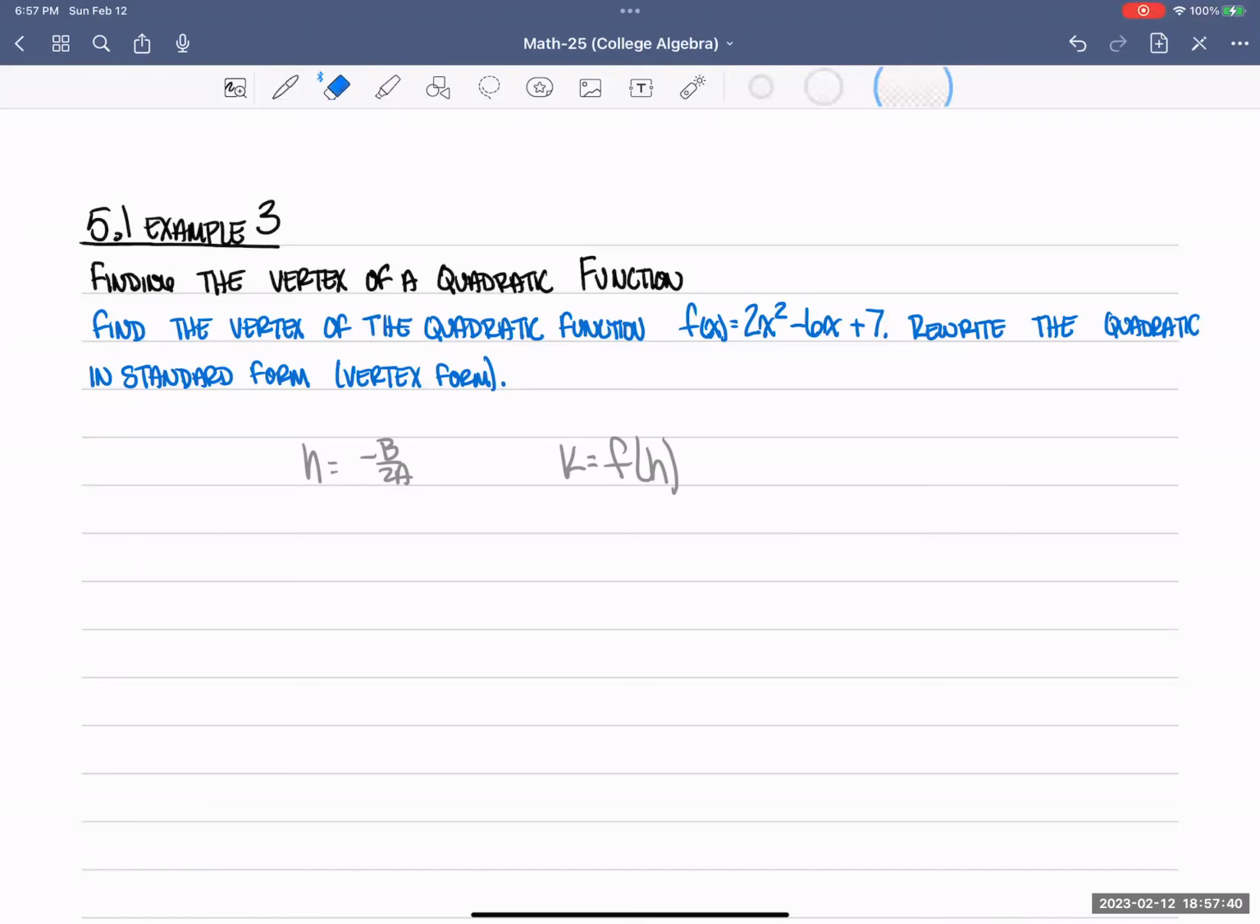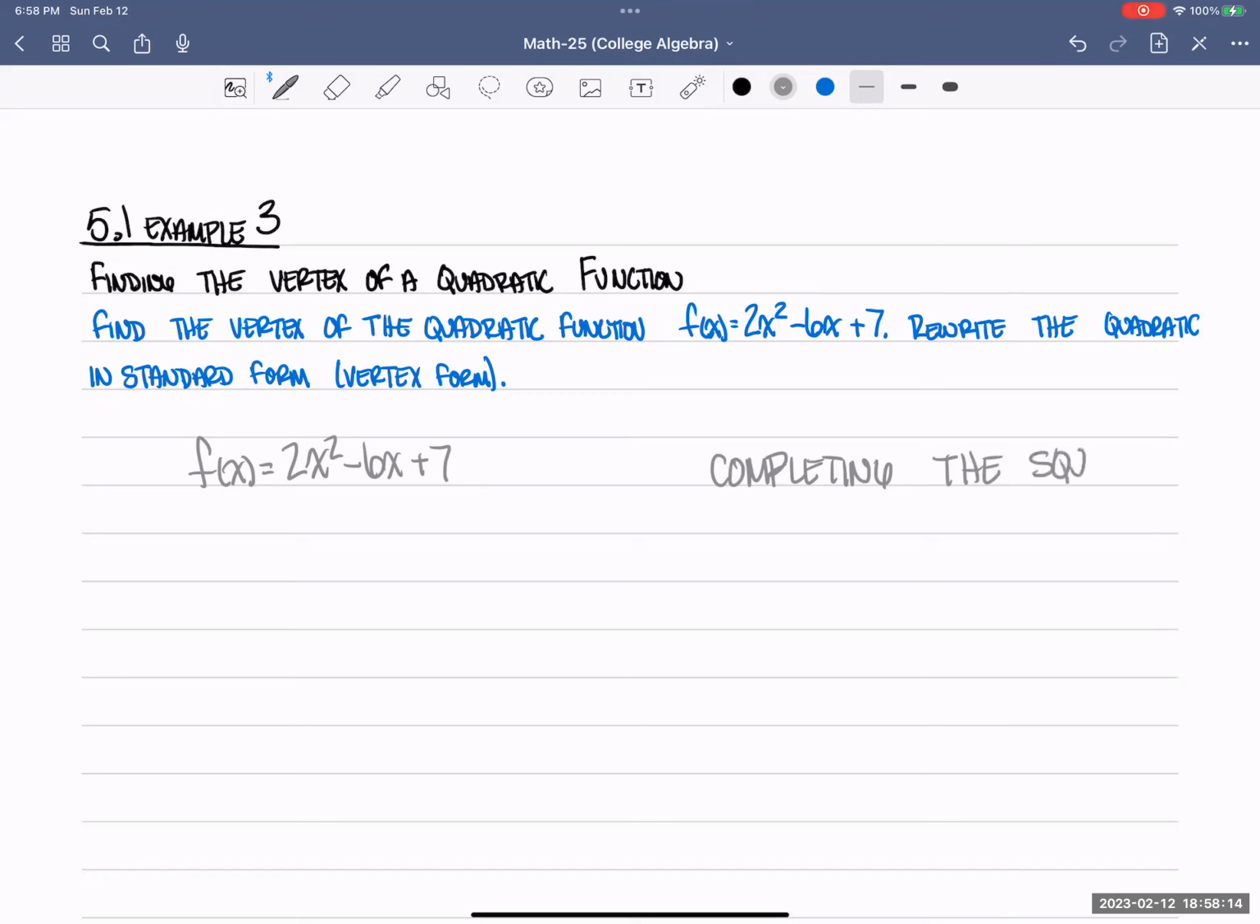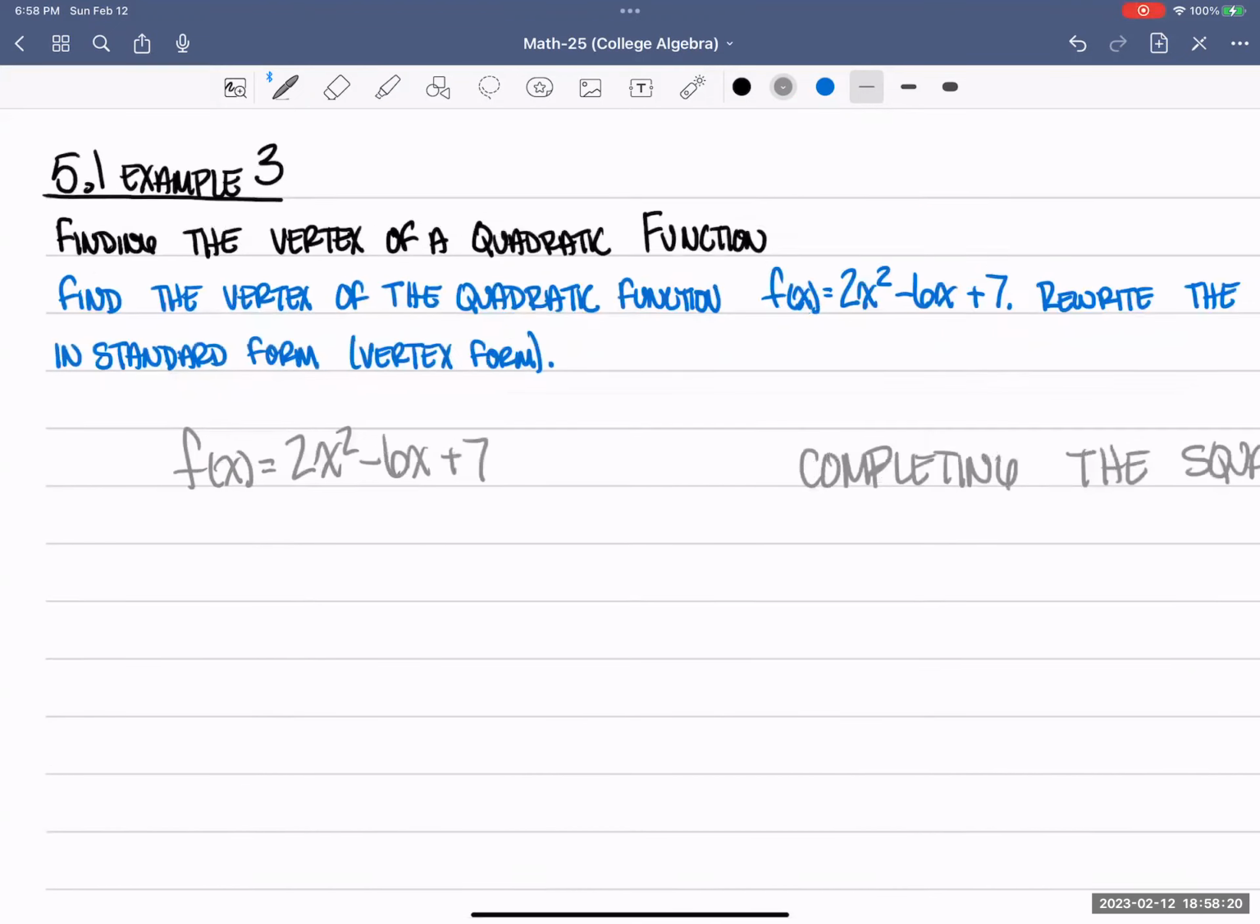But an easier way, I personally think, is just putting it in vertex form right away by completing the square. So f of x is equal to 2x squared minus 6x plus 7. And completing the square, just so you guys could find other videos on it, this is what it's called. If you have any questions, you can always ask me. I don't mind doing office hours for you.